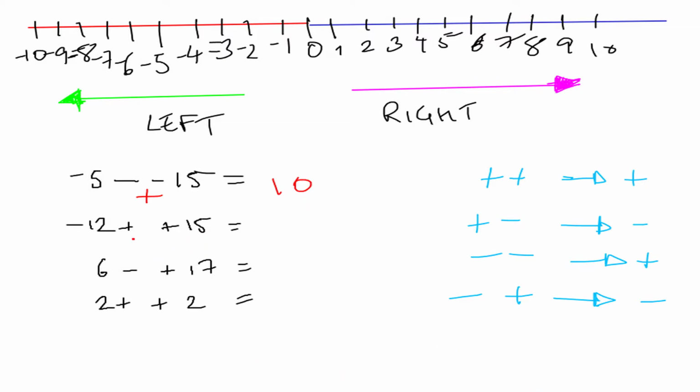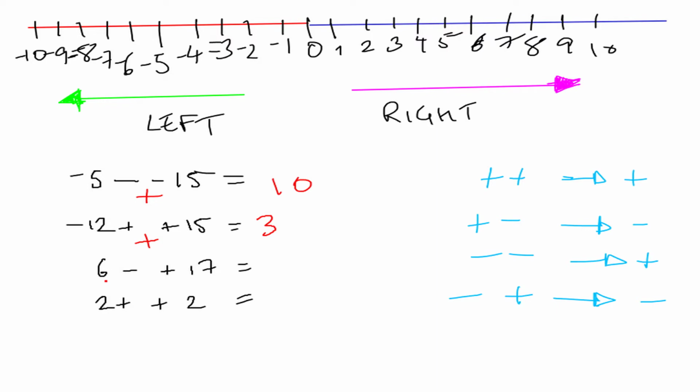Here we've got plus and plus. That's the same as plus. If you look here, plus and plus comes to a plus. So minus 12 plus 15, the answer should be, you start with minus 12, go all the way 15 places. Minus 12 comes up to 3.